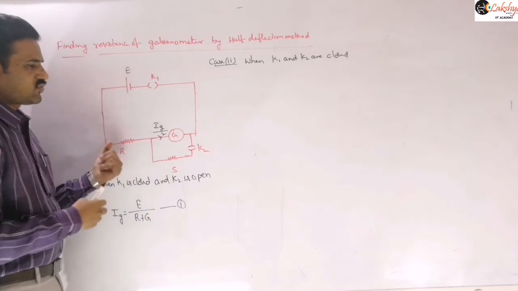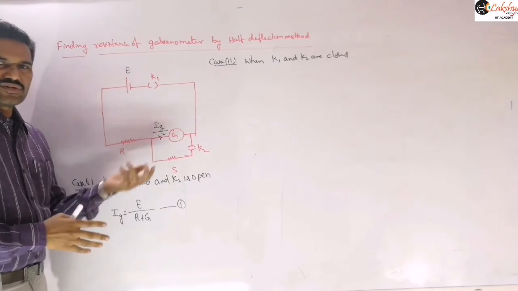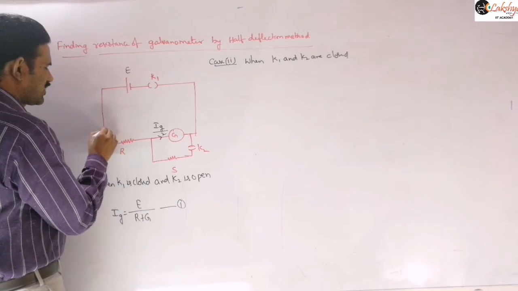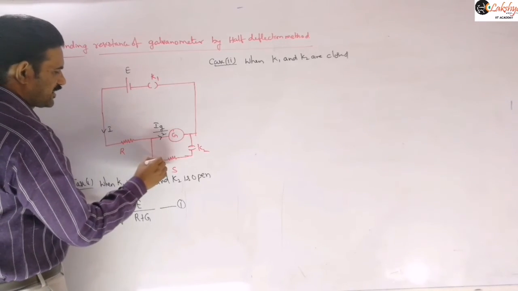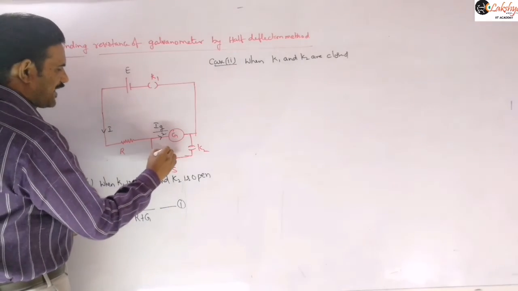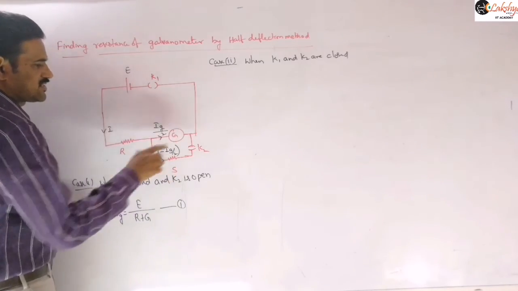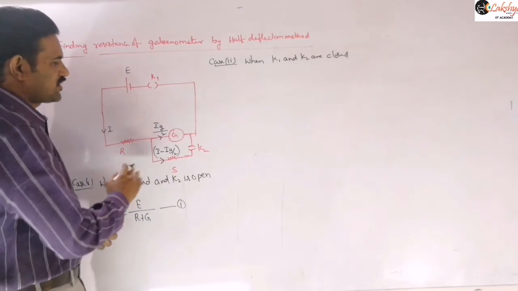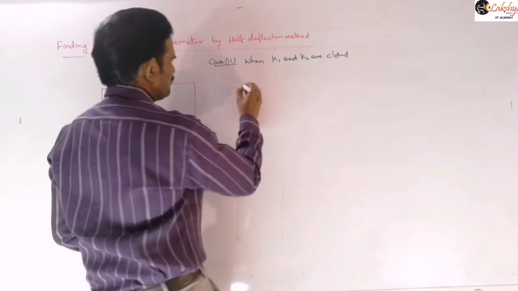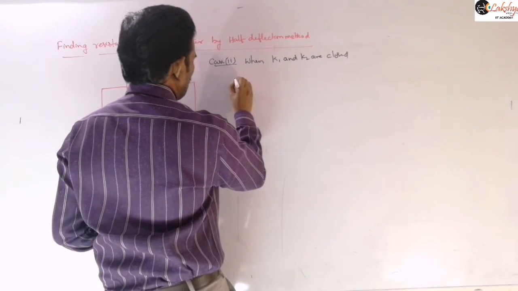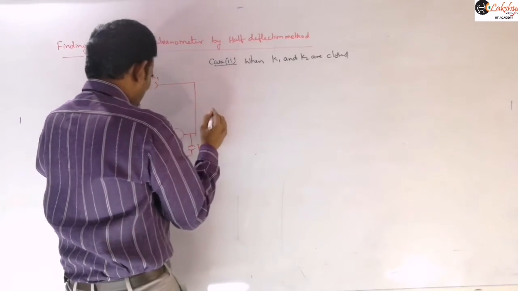As the total resistance in the circuit is changing, the total current in the circuit may change. Suppose the total current is now I. Then the current flowing through this S value will be I minus Ig by 2, and now you can balance the potential difference here. So we should connect the S value there.